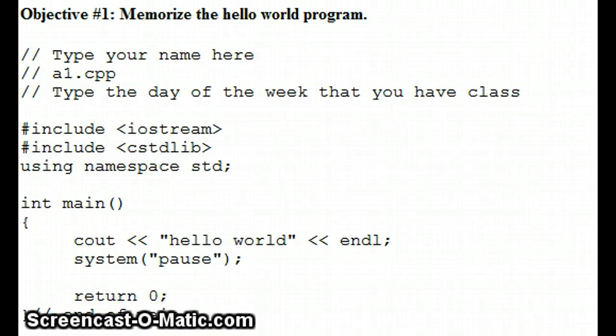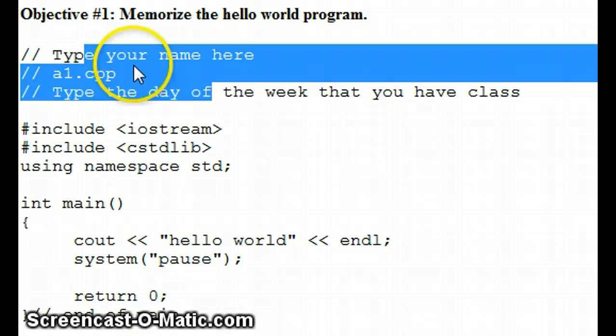The first 3 lines of the Hello World program are comments. Anything following 2 forward slashes is ignored by the computer. It's just meant to help coworkers and yourself if you have to read your code 2 or 3 years later.